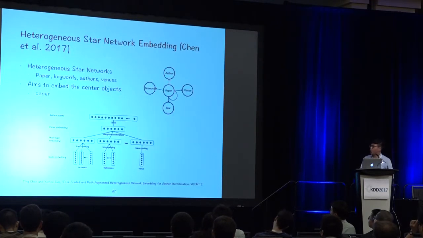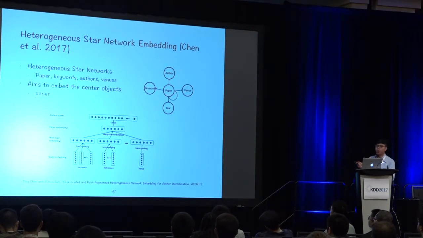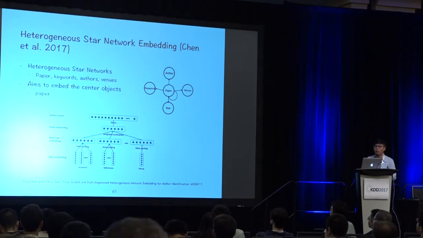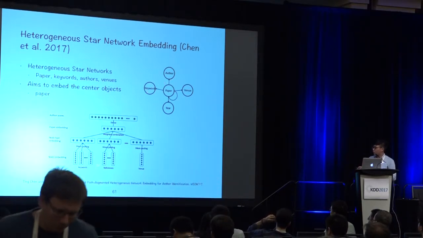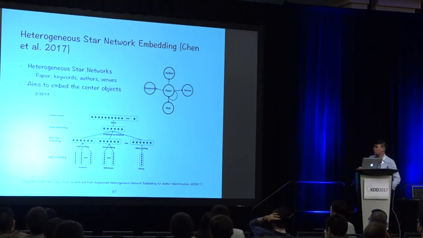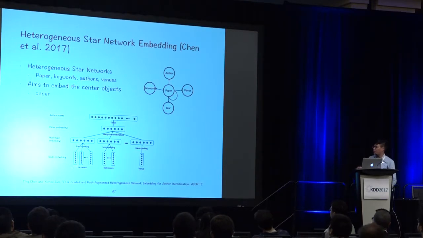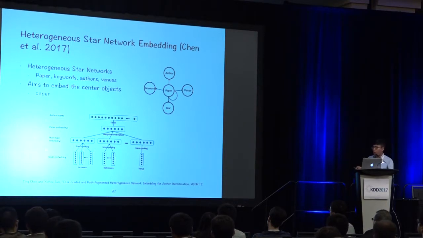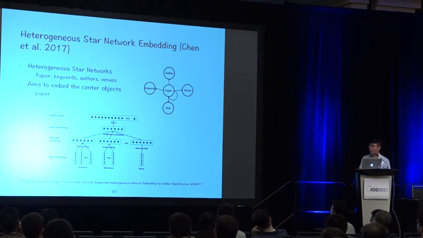And Chen studied how to embed heterogeneous star networks. For heterogeneous star networks, basically we have a center object. Let's say here the center object is a paper, and then we also have multiple attributes: author, keyword, venue, and year. The goal of heterogeneous star network embedding is to embed the center objects. So they propose a neural network which first tries to embed the attributes, here keywords, references and venue. For example, we have an embedding for keywords, an embedding for the references, and an embedding for the venues. Then they aggregate the embeddings of all the attributes to get the embedding of the center objects, which is used for an external task. For example, they want to do paper classification, and the whole model is trained by backpropagation.